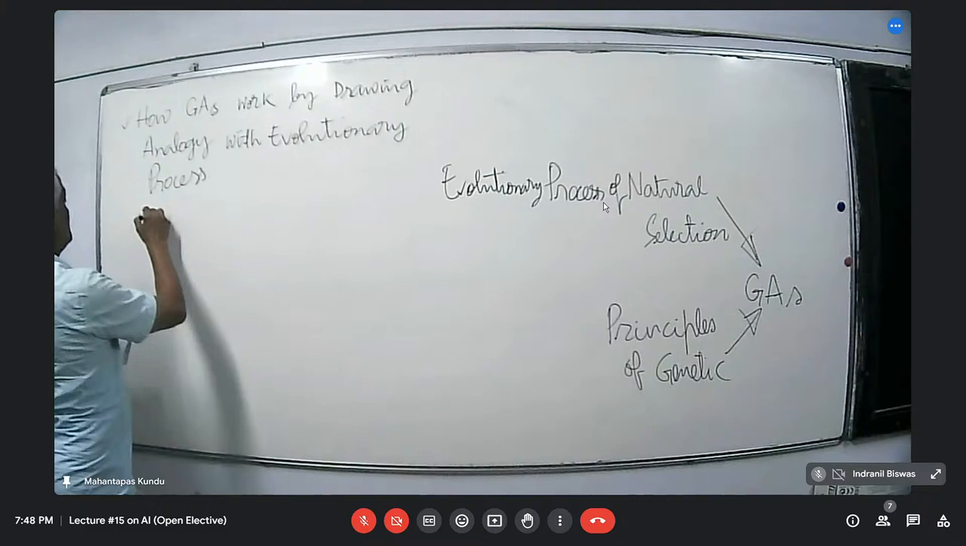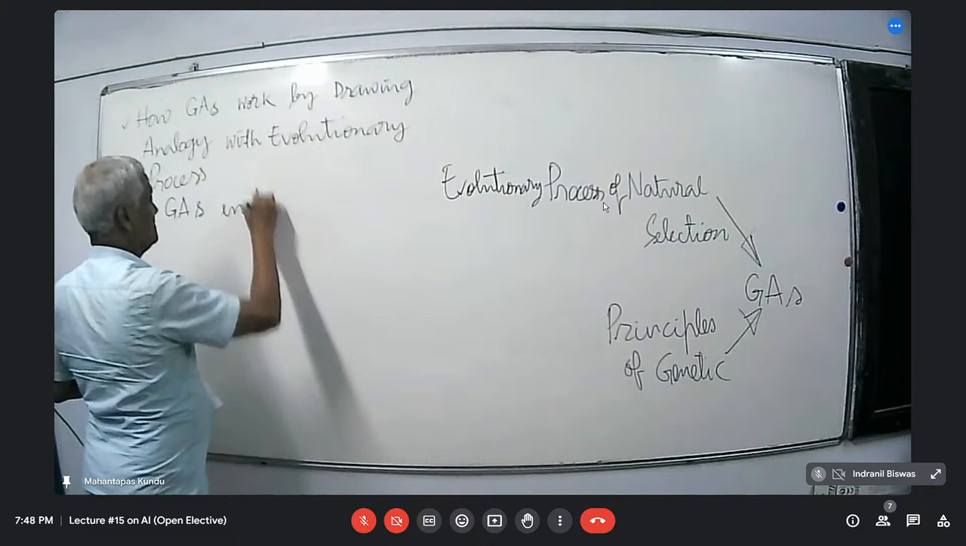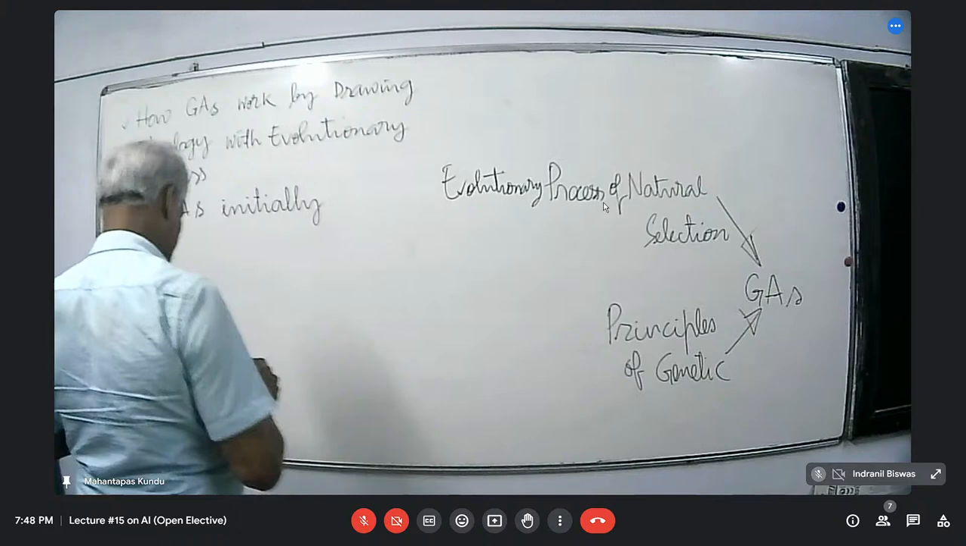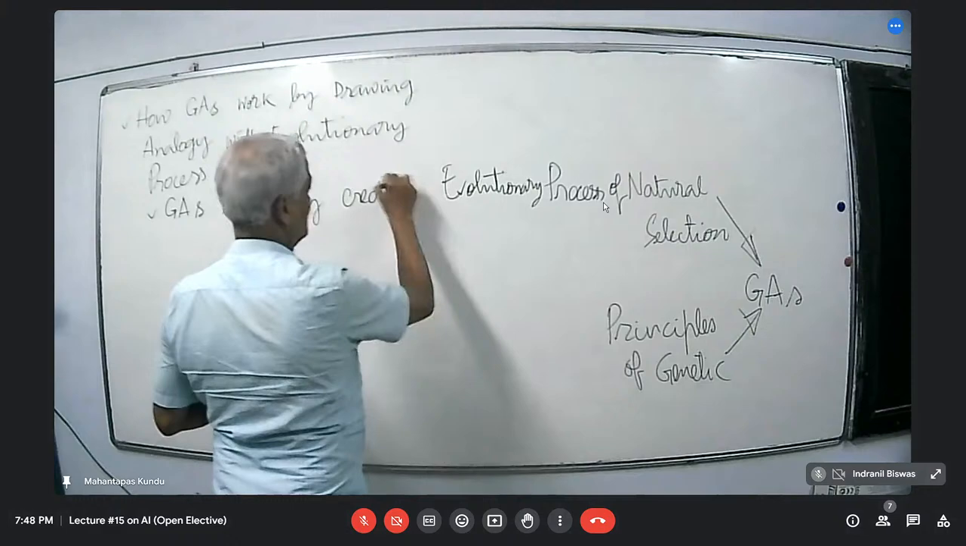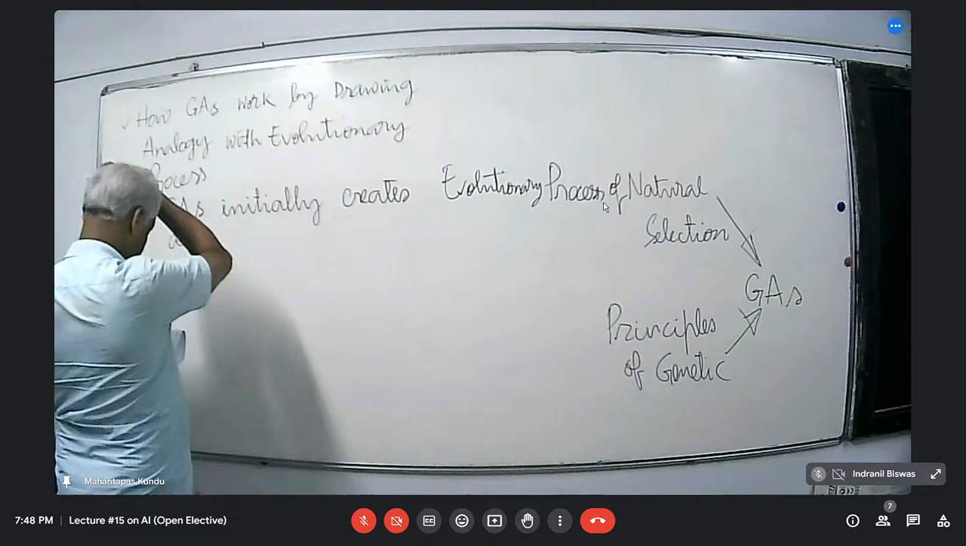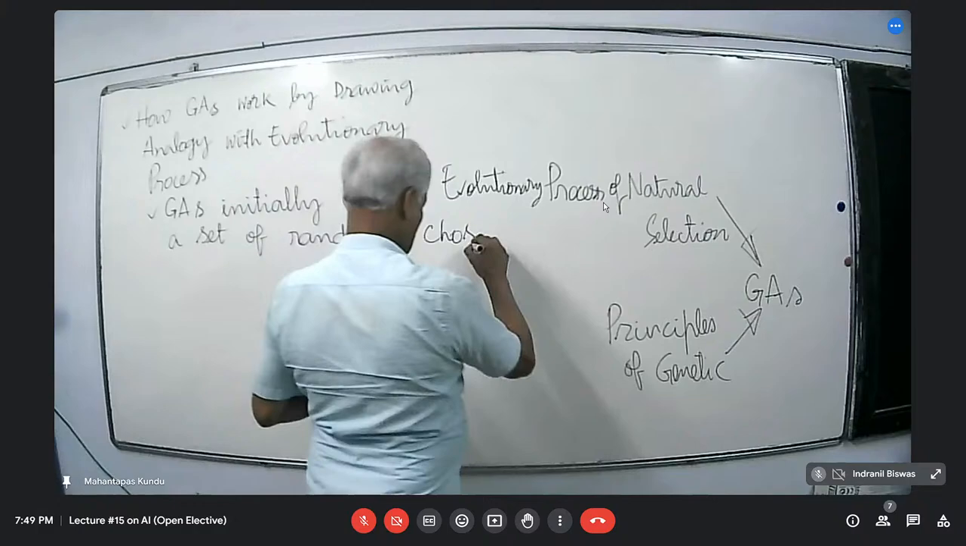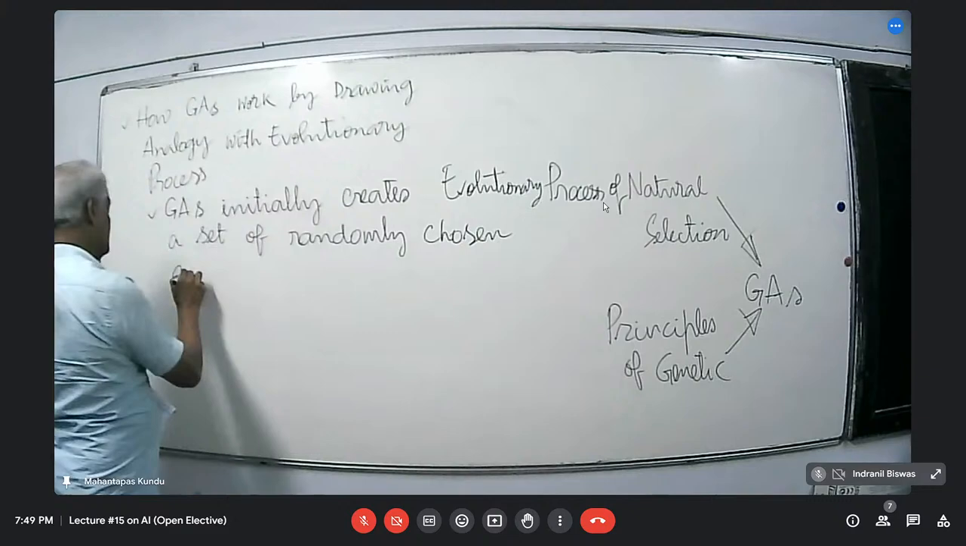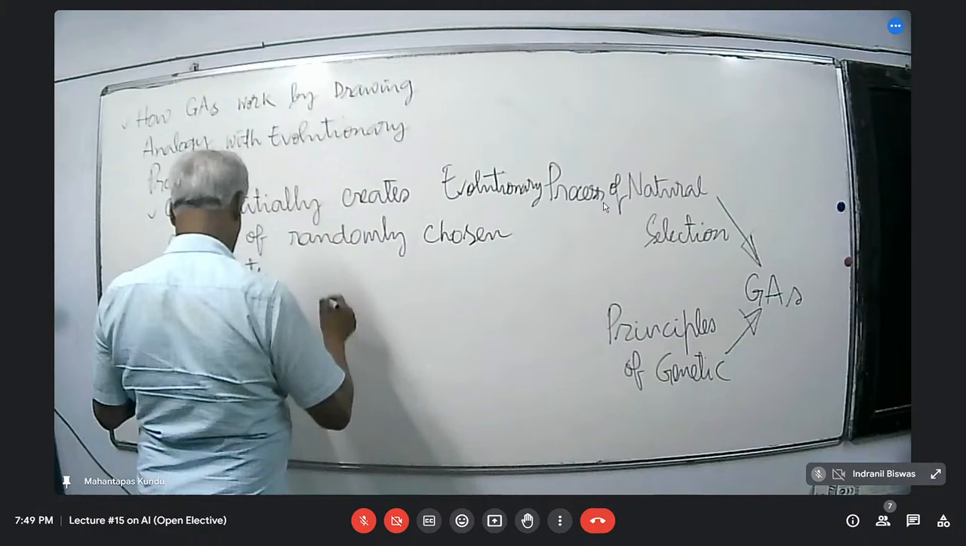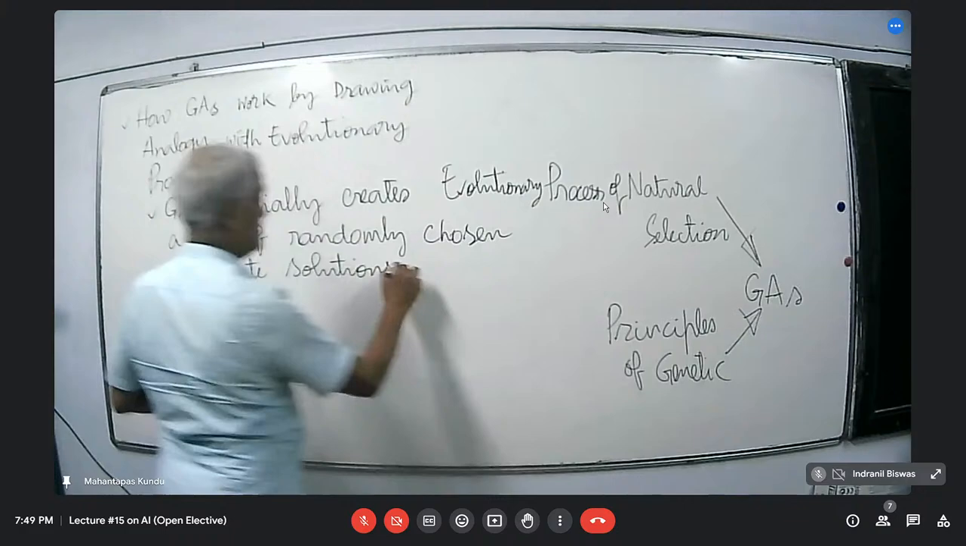GAs initially start with a set of randomly chosen candidate solutions called population.